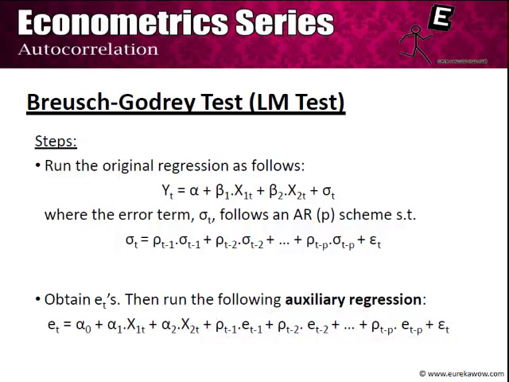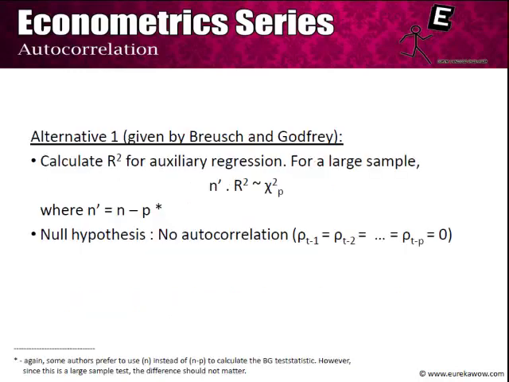Once we run this auxiliary regression, there are two ways which we can go about to test the null hypothesis. The first alternative was given by Breusch and Godfrey themselves. They said that for the auxiliary regression we can calculate r square, and then for a large sample n prime into r square will follow a chi-square distribution with p degrees of freedom, wherein remember that p is the AR(p) scheme that we are following, where n prime equals n minus p. Again, since this is a large sample test, the difference between n prime and n should not be statistically different, and hence some authors prefer to use n.